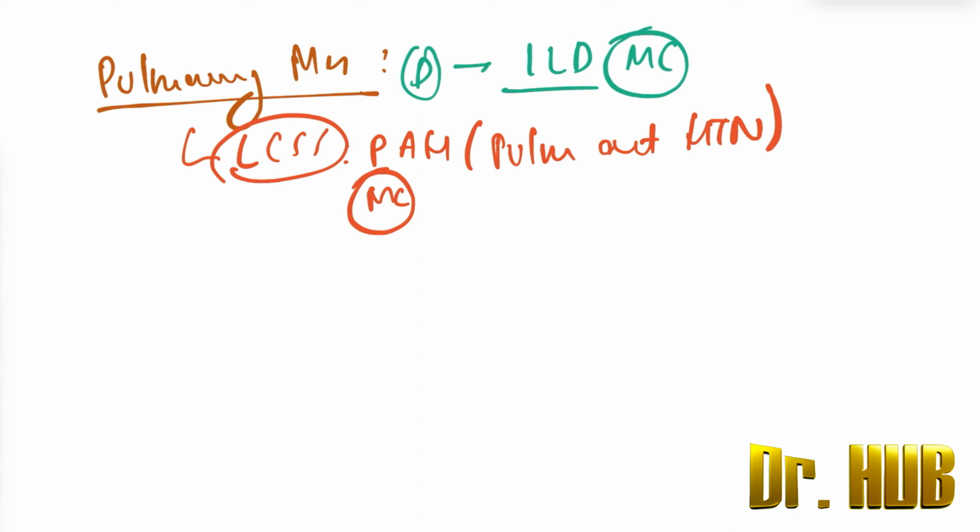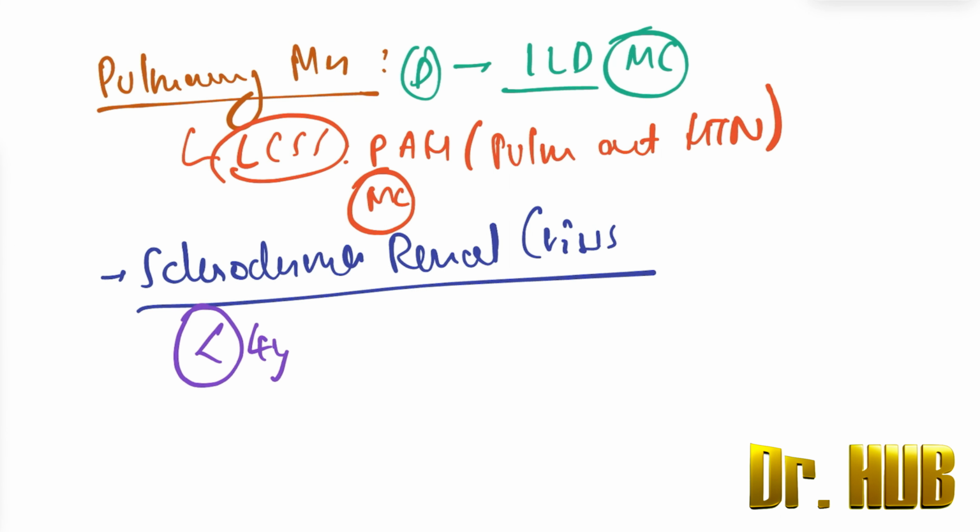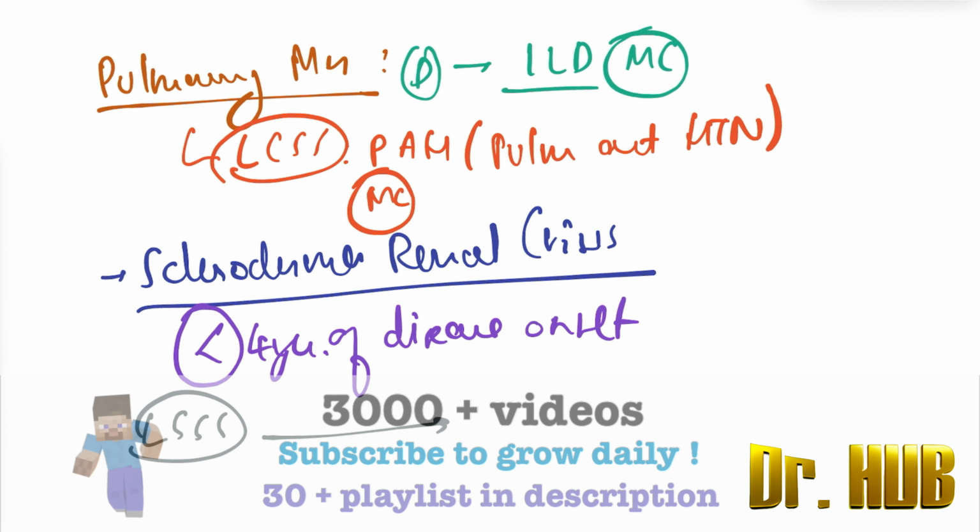Next we will look at the scleroderma renal crisis. The scleroderma renal crisis usually occurs less than 4 years from the disease onset. And when we look at the LCSS, it is very rare.